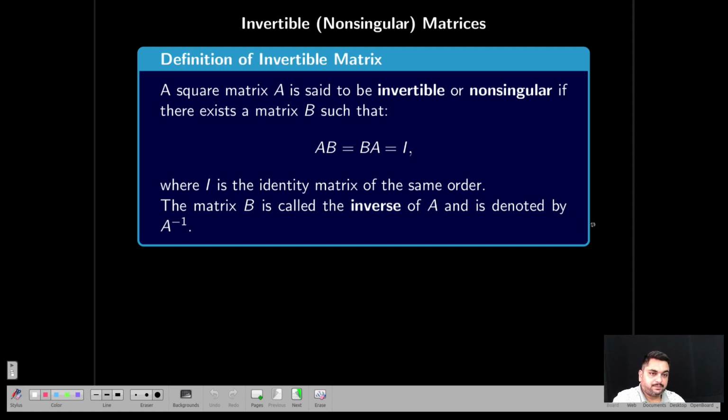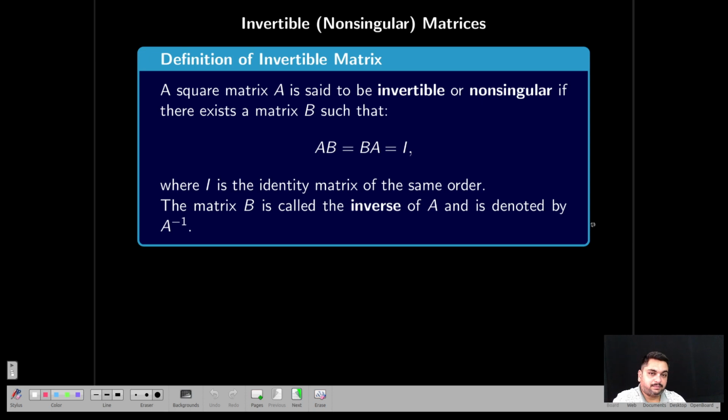Welcome to GATE CSE. In this video, we will discuss invertible, also called non-singular matrices, and also we will find a method to find the inverse of a given matrix. So let's begin. What is an invertible matrix? A matrix is said to be invertible or non-singular.